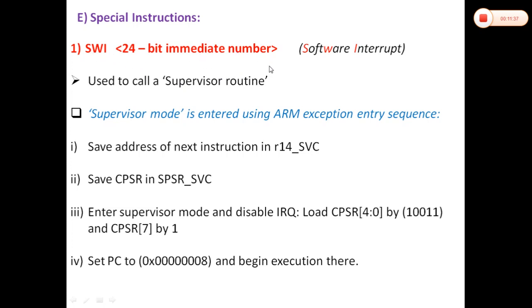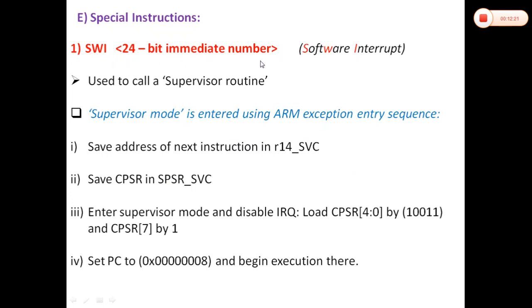When this instruction is executed, supervisor mode is entered by the ARM processor. The ARM enters into the supervisor mode from user mode, and for that it follows this sequence of operations. It's an ARM exception entry sequence. So whenever any exception occurs, it may be the occurrence of an interrupt, it may be detecting some undefined instruction, any kind of exception occurs, then the ARM follows these steps to enter the exception mode. Okay, so the same sequence is followed when this instruction is executed.